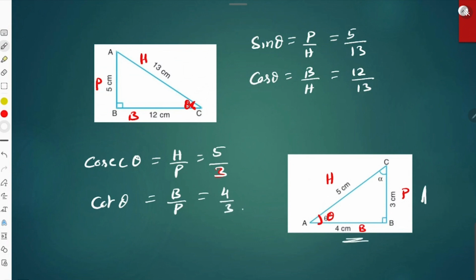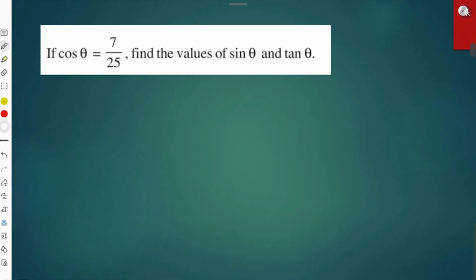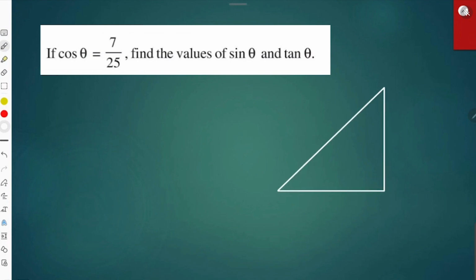Hope the point is very clear to you. Let's move on to the next one. Suppose it is given cos theta is 7 by 25. So this is the conversion. One trigonometric ratio will be given, and we need to find out the other trigonometric ratios. So let's make a triangle, and suppose the reference angle is theta. And this is perpendicular, base, and hypotenuse.